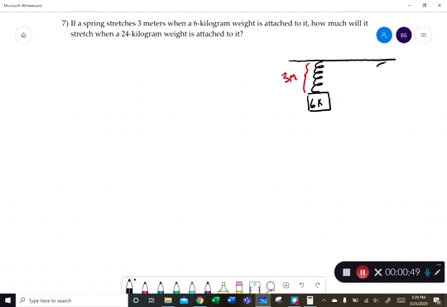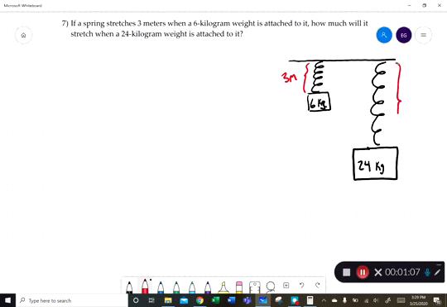So the question is, if your weight is larger, so let's say that kilogram is kg. So if your weight is 24 kilograms, how far will the spring stretch?